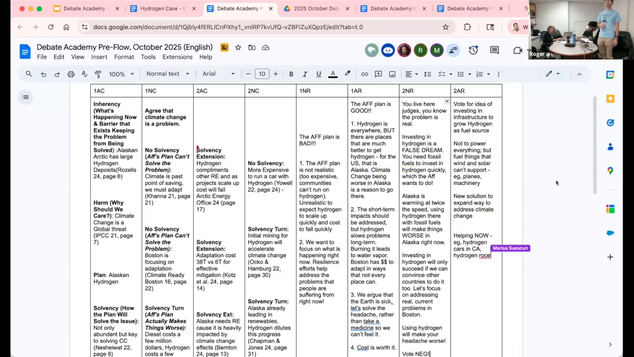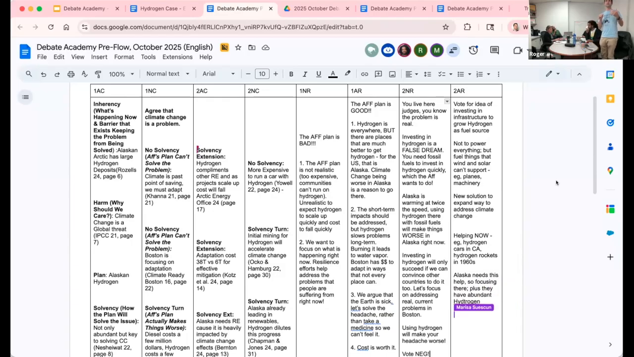Alaska needs this help, so we're focusing on doing the work there. That's why we think Alaska makes sense. Also, it's a gigantic state that has tons and tons of hydrogen deposits. That was from our very first card on page 6. So that is why it's a good place to focus on.